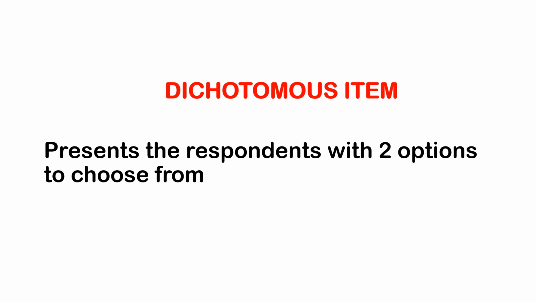Part 3 of the questionnaire measures real-life social skills. There are different ways by which you could measure them. You could use different types of items. First item, the simplest, is dichotomous item. It presents the respondents with two options to choose from, such as yes or no, true or false, agree or disagree.